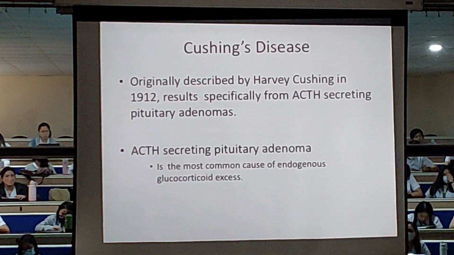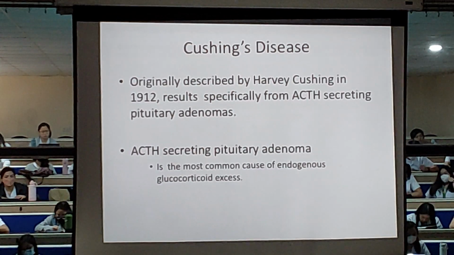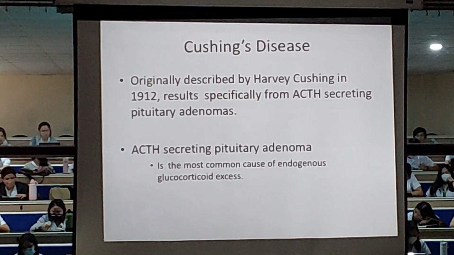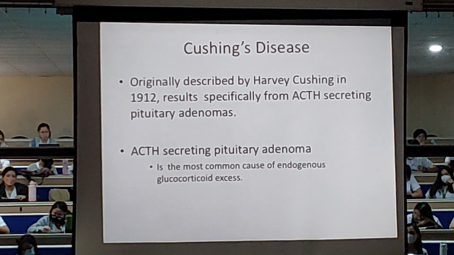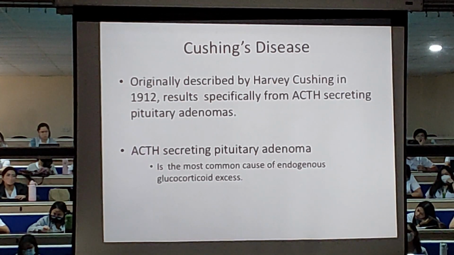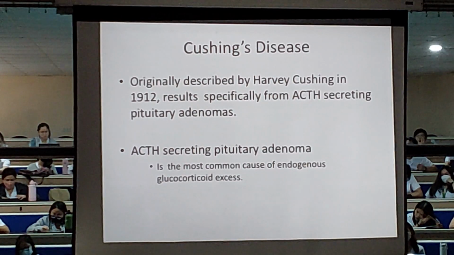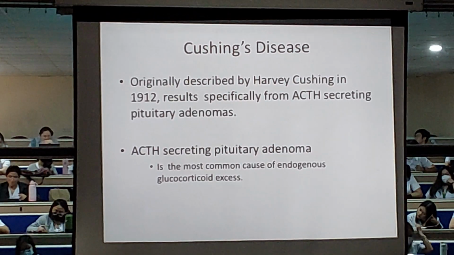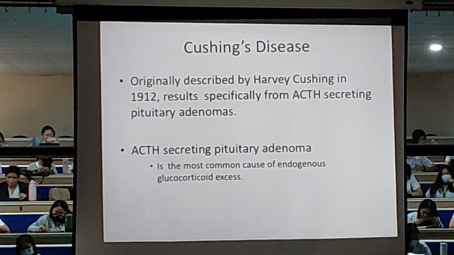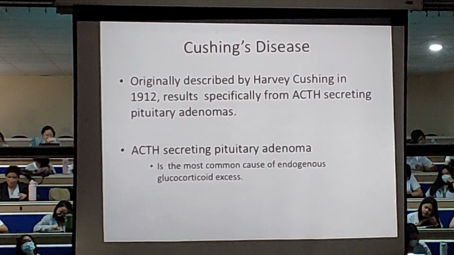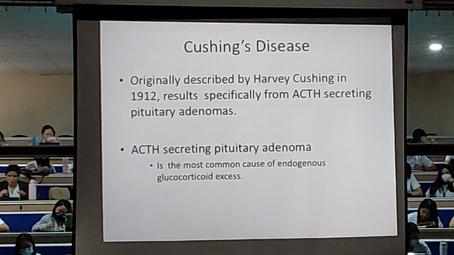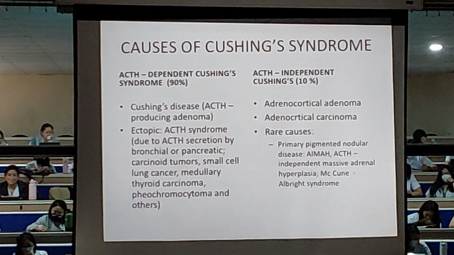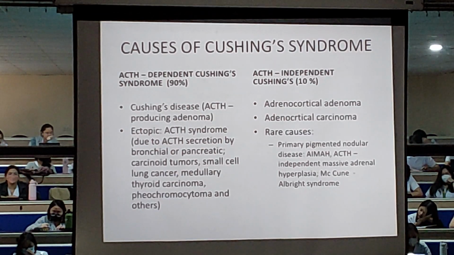An ACTH-secreting pituitary adenoma is the most common cause of endogenous glucocorticoid excess. So remember that. For exogenous, it can be iatrogenic. The most common is iatrogenic. For endogenous, the most common is an ACTH-secreting pituitary adenoma. Cushing's disease was originally described by Harvey Cushing in 1912, resulting specifically from an ACTH-secreting pituitary adenoma. So these are the causes of Cushing syndrome.